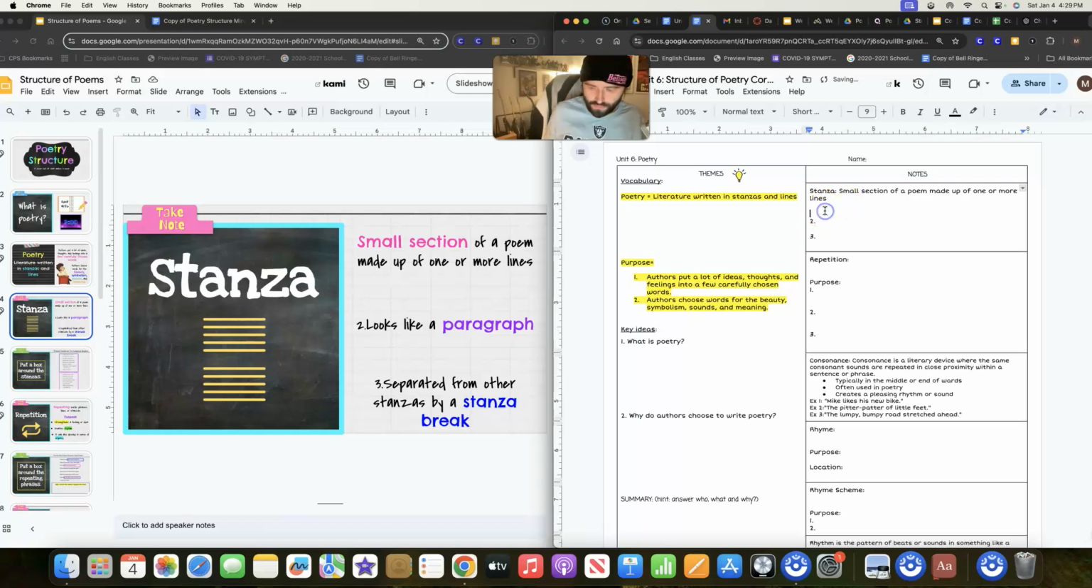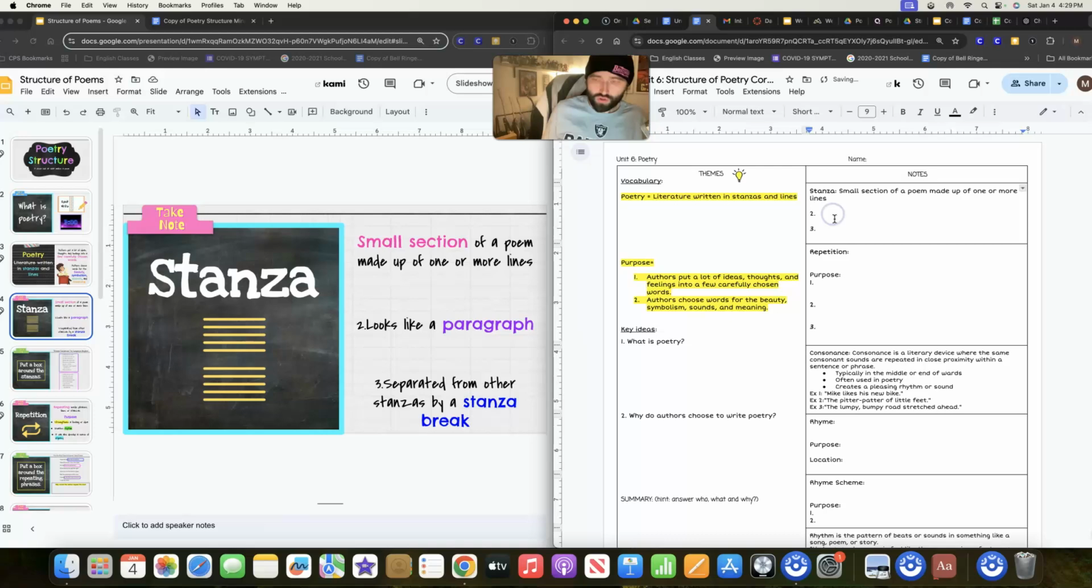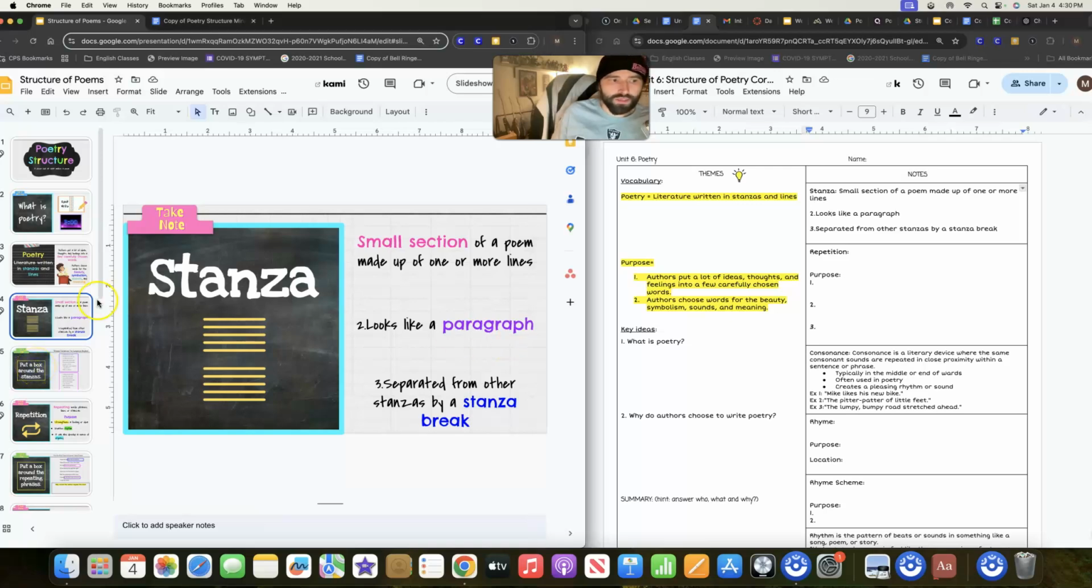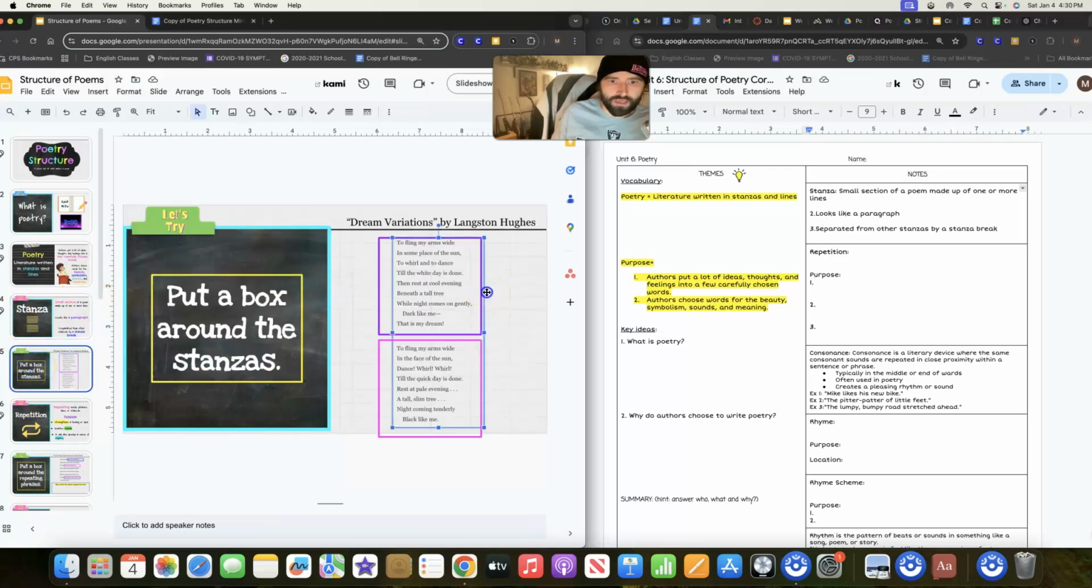Now, stanzas look just like a paragraph, and they are separated from other stanzas by what is known as a stanza break. So where you indent and space in paragraphs, you do the same thing here in stanzas. So I actually already did this by accident in a separate video.